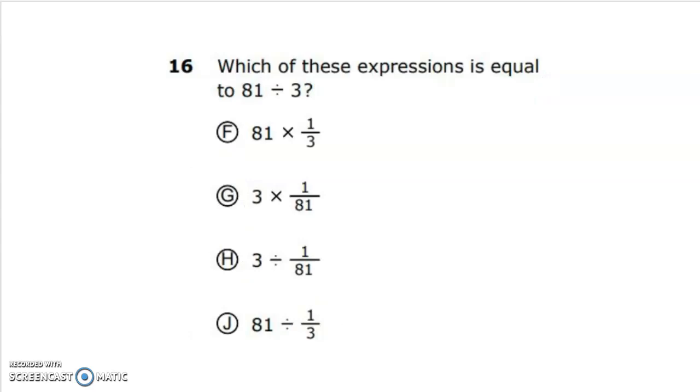Which of these expressions is equal to 81 divided by 3? F. 81 times 1/3. G. 3 times 1/81. H. 3 divided by 1/81. J. 81 divided by 1/3.